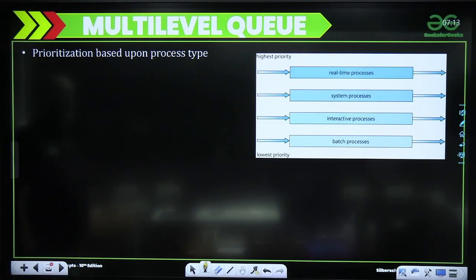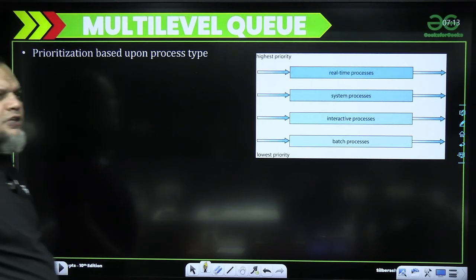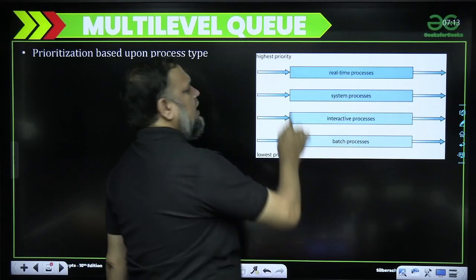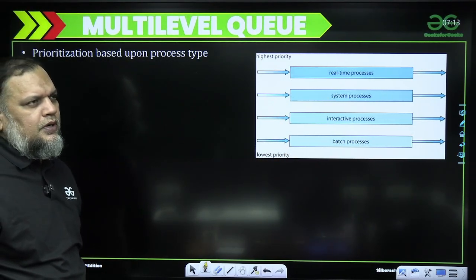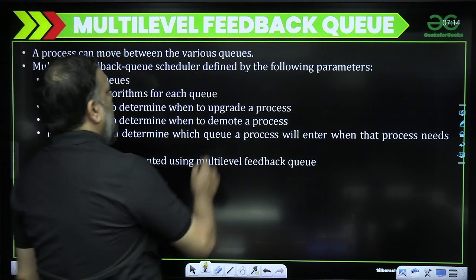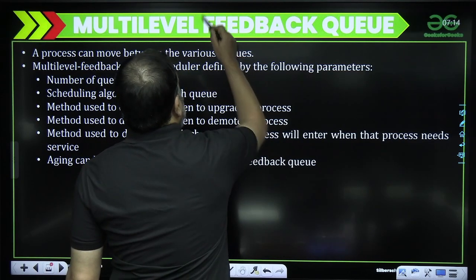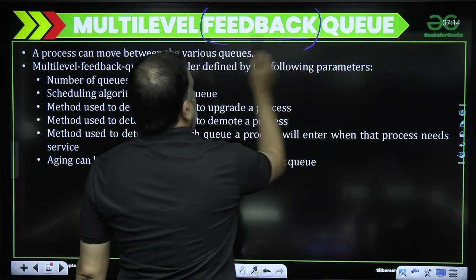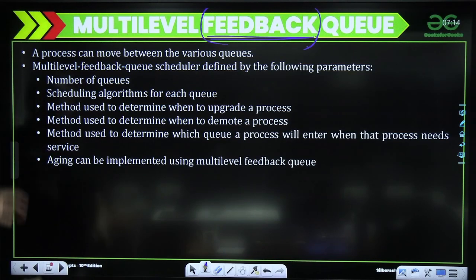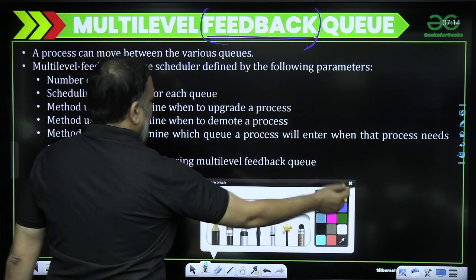This is again the same thing: highest priority based on categories of processes like real-time processes, system processes, interactive processes, batch processes. This categorization based on priority suffers from the problem of starvation. If you don't want starvation, you are going to use the philosophy of feedback. We are going to add a concept called feedback into the multi-level queue. What is this feedback? Let's see. In this multi-level feedback system, the processes have the flexibility of moving between the various queues. So the parameters which define the multi-level feedback mechanism are as follows.